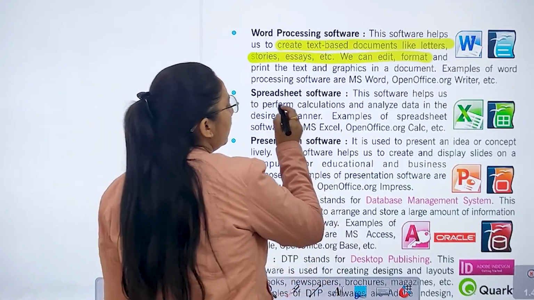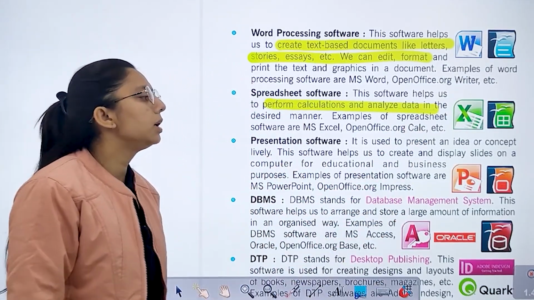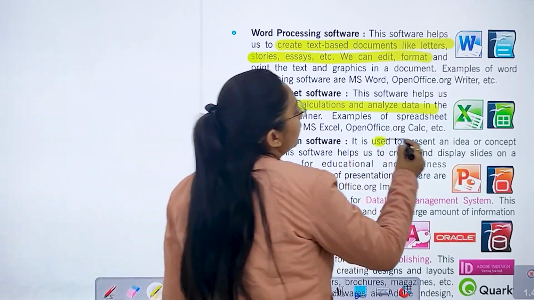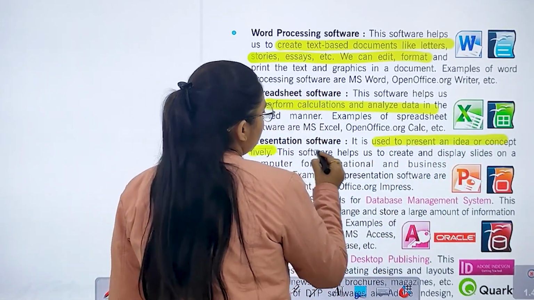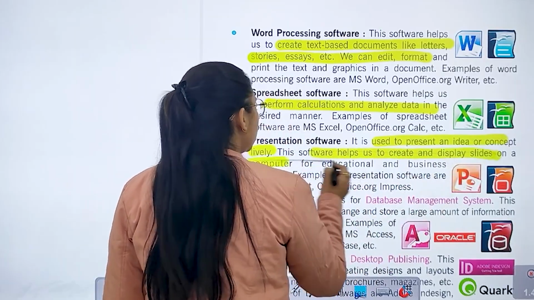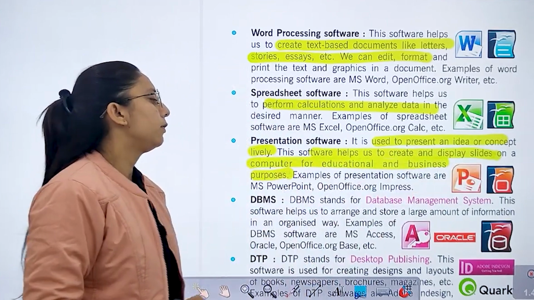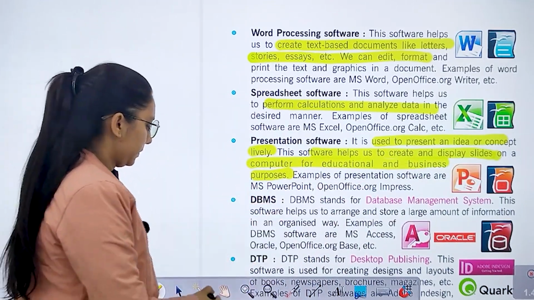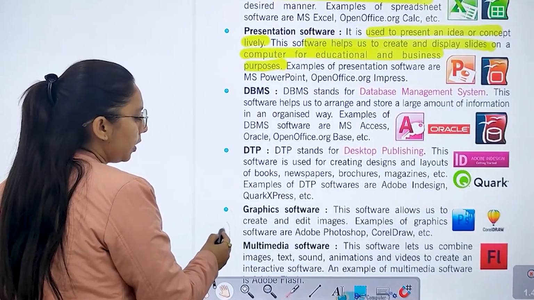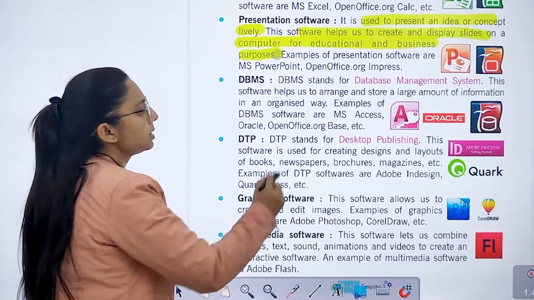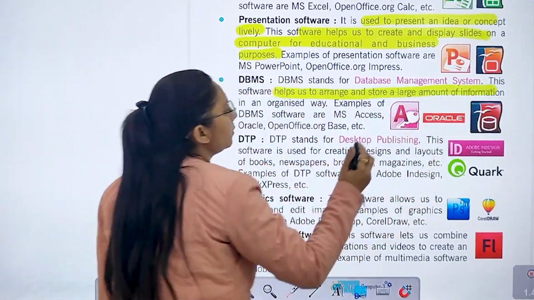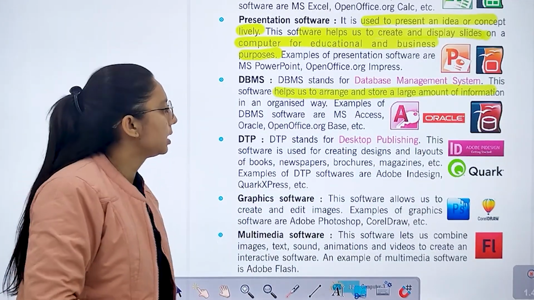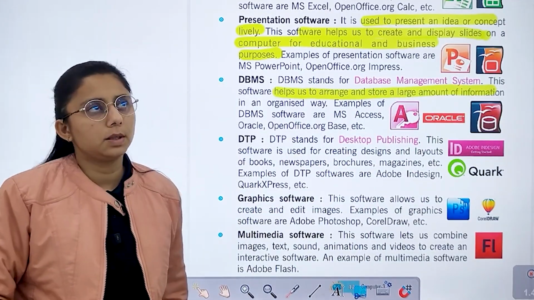Next is spreadsheet which performs calculations, and through this you can analyze different data. Presentation software which is used to present an idea or concept, right? It is used to create and display files for educational and business purposes, like MS PowerPoint, OpenOffice. Then DBMS stands for Database Management System, which helps us to arrange and store large information, right? Like MS Access, Oracle, OpenOffice.